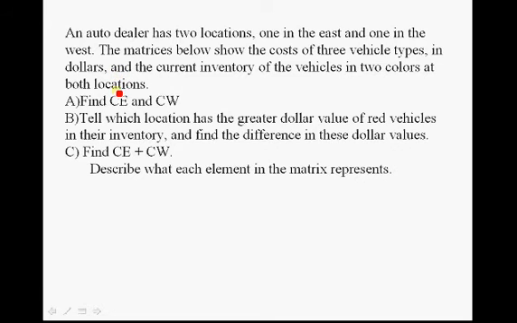So what they're saying is to multiply the two vectors, the cost times the east location and the cost times the west location. Tell which location has the greater dollar value of red vehicles in their inventory, and find the difference in these dollar values. Find matrix C times E plus matrix C times W. Describe what each element in the matrix represents.